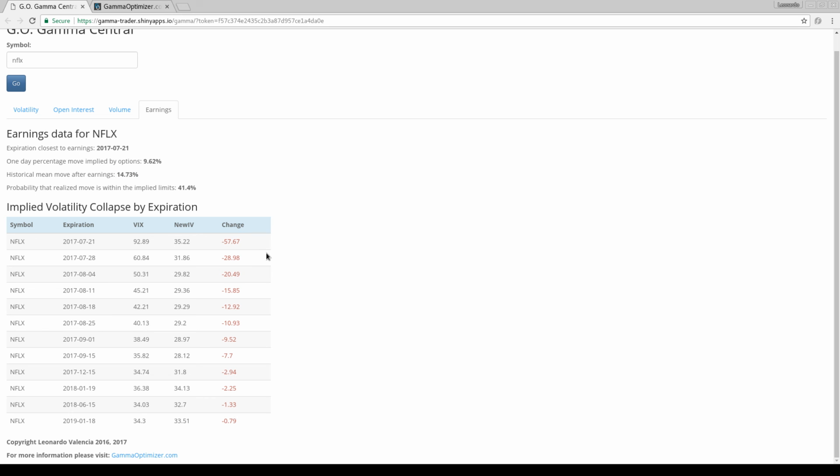The only way you can make money is if Netflix moves more than this. No matter what option you are buying, whether at the money or deep in the money, you're only making money if Netflix tomorrow moves more than 9.62% in your direction. So it is a dangerous business playing directional moves with long options during earnings.